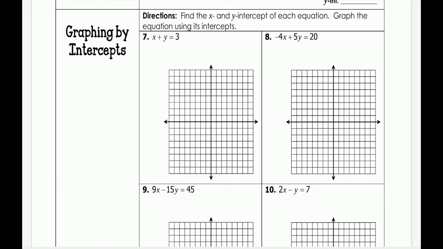In the directions, we're asked to find the x and y intercept for each equation and graph the equation using its intercepts. Okay, so let's go ahead and get started.